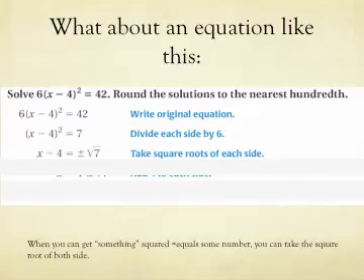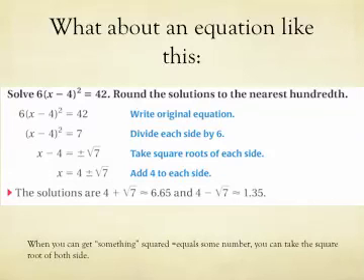Now I can take the square root of both sides, and then notice on the left-hand side, square rooting and squaring, these inverse operations undo each other, so all I'm left with is x minus 4. And on the right-hand side, I need both the positive and negative square roots of 7. Now to get x by itself, I add 4 to both sides. And when I do that, I have x equals, and then on the right-hand side, either 4 plus the square root of 7 or 4 minus the square root of 7.